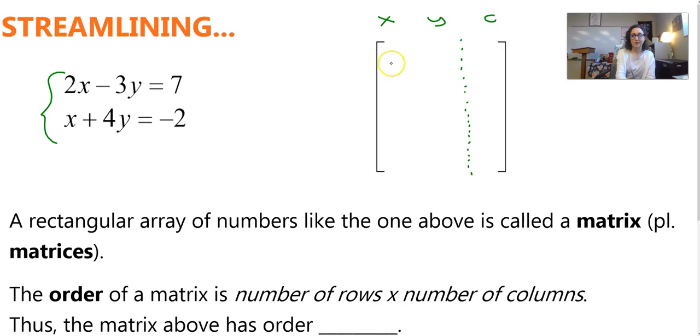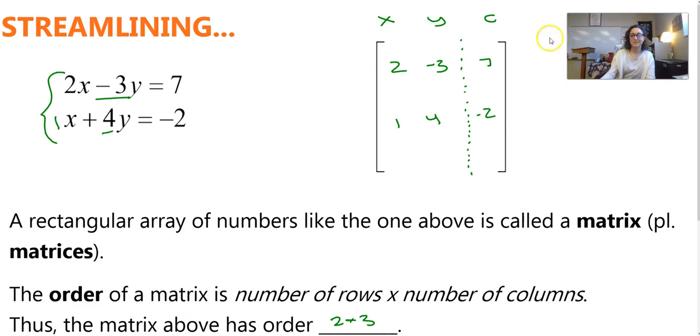So I'm going to make a column for x, so I've got 2x here and 1x here. So I'm going to go 2 and 1. Now grab your coefficients on your y's. That's -3 and 4, and then your constants are 7 and -2 respectively. A rectangular array of numbers like this one is called a matrix. The plural is matrices. The order of a matrix is the number of rows by the number of columns. So this matrix has 2 rows and 3 columns. So it's a 2 by 3, which we looked at last time.